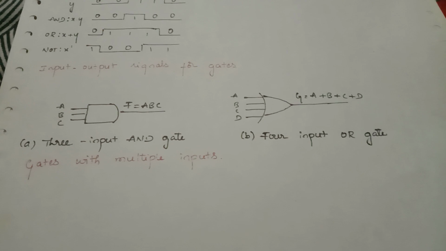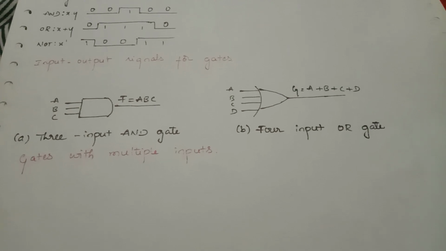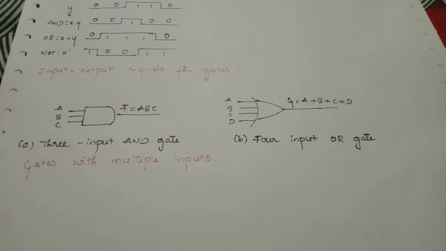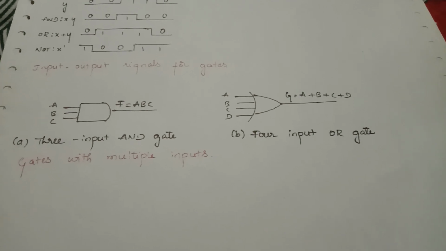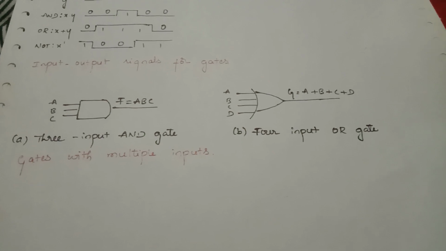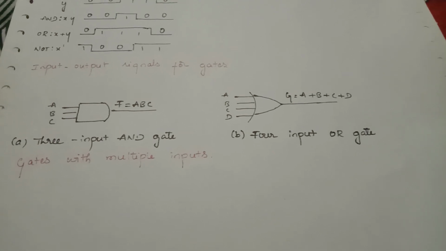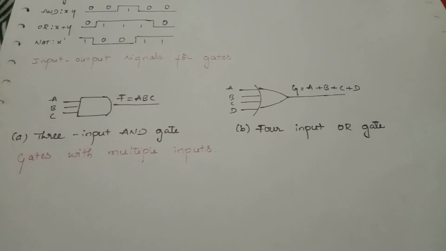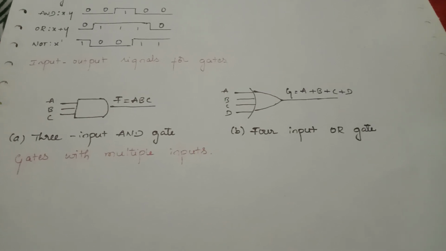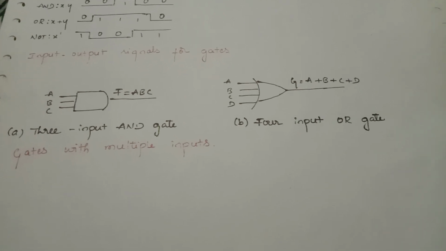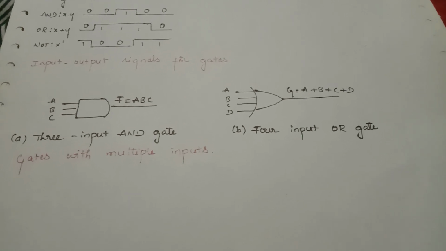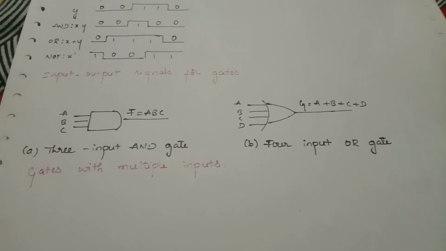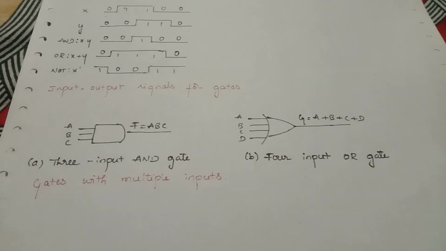In a similar way, the 4-input OR gate responds with logic 1 if any of its inputs is 1. If any one of A, B, C or D has a logic value of 1, then we get G equal to 1. Only if all the inputs A, B, C, D are equal to 0, then we get the logic value of G equal to 0. So these are the concepts about basic logic.